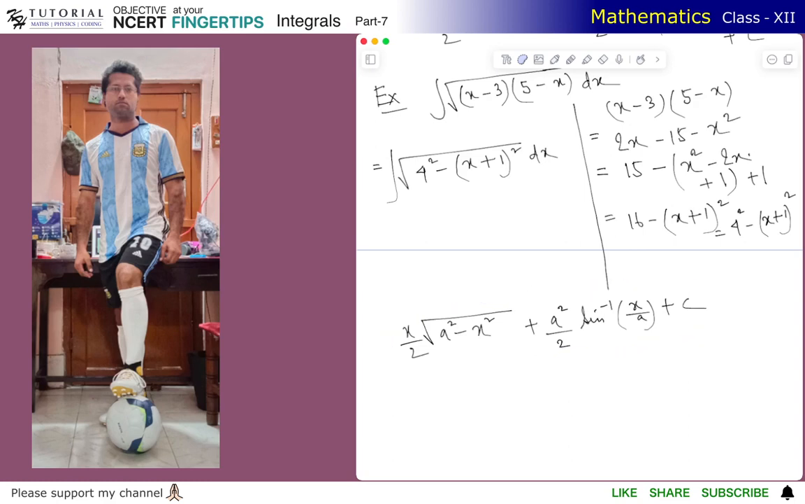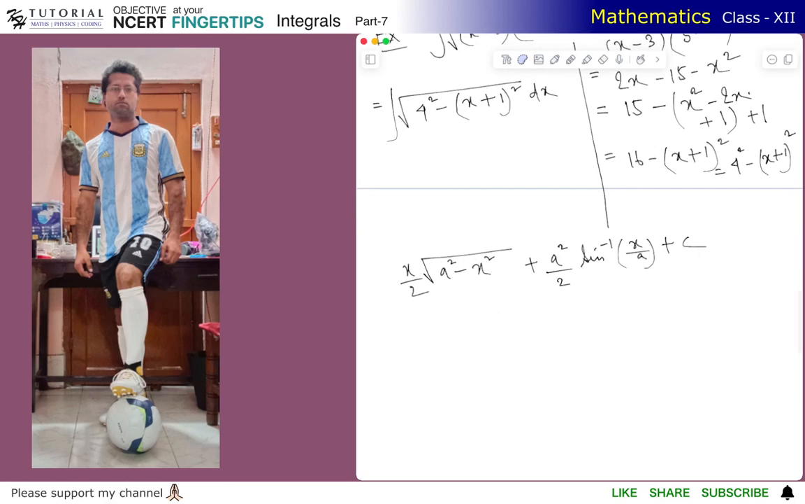We can replace this x without any issue by x plus 1. We can say this is x plus 1. Let's skip this. I will keep it as a reference and I will write the result.